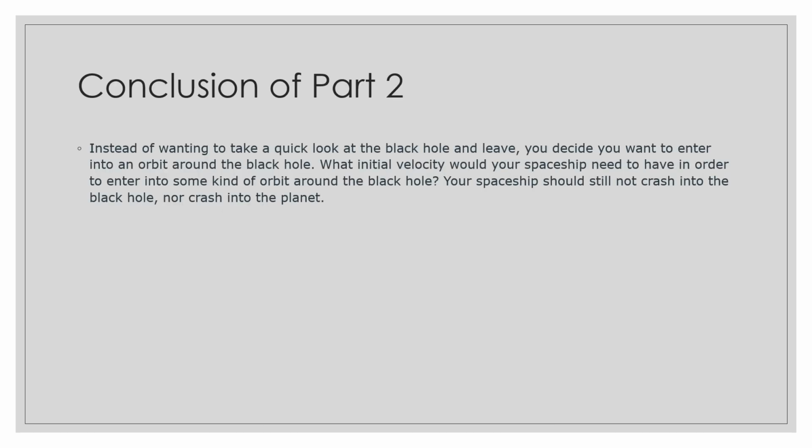In conclusion of part 2, what is the initial velocity for the ship needed in order to have it enter some kind of orbit around the black hole? Your ship would still not need to crash into the black hole nor crash into the planet. So here you would have to calculate both components. What velocity would you need to pull out of the force of the planet, but also pull into the orbit of the black hole without being pulled in so far that it crashes, which is different than what we did initially. We have to calculate respectively for each the planet and the black hole.